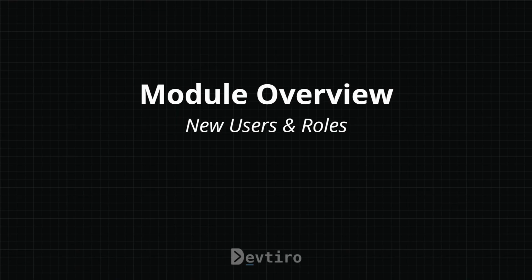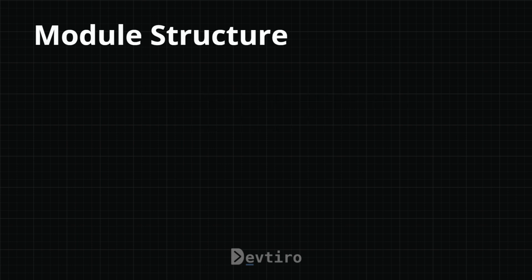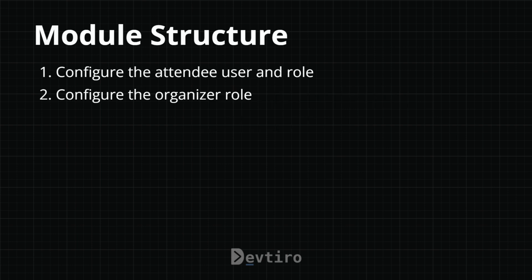In this module, we're going to add the new users and roles that we'll need for our event ticket platform. The module is structured like this. We'll first configure the attendee user and role. We'll configure the organizer role, remembering that we already have the organizer user. We'll configure the staff user and role.